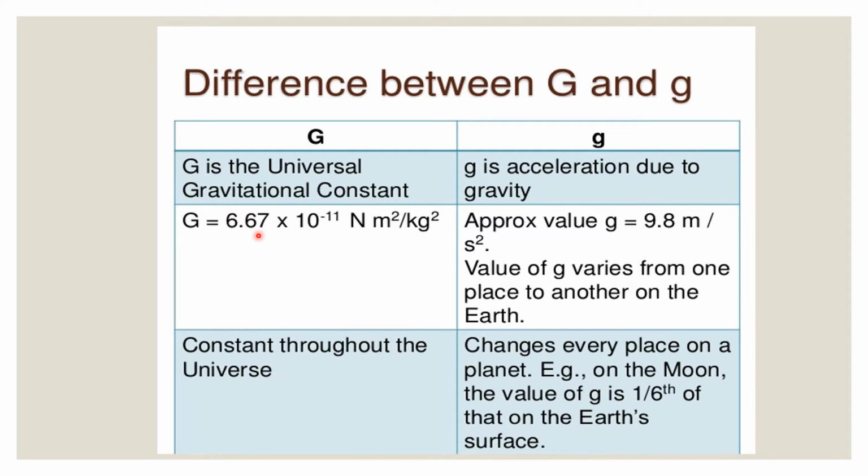The value of capital G is 6.67 into 10 to the power minus 11 Newton meter square per kg square, and the value of small g is approximately 9.8 meter per second square. The value of G is constant throughout the universe, while the value of g changes from place to place. For example, on the moon the value of g is 1/6 that on the earth's surface. About this we will learn in our next slides.